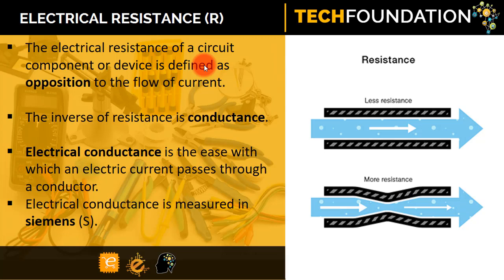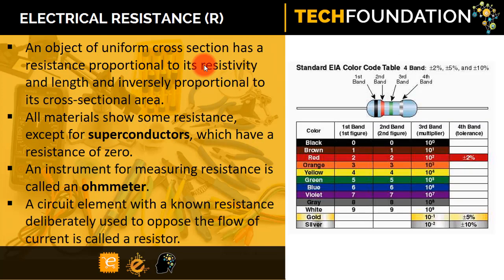These circuit elements are called resistors, and we shall talk about them later. The inverse of resistance is conductance, which is measured in Siemens. Every material has some amount of resistance except superconductors, which are theoretically having zero resistance. The instrument used to measure resistance is called the ohmmeter.